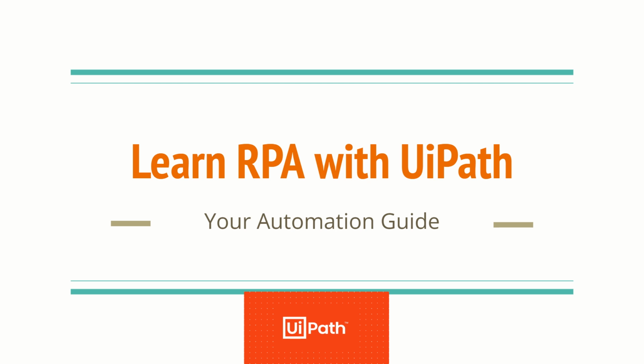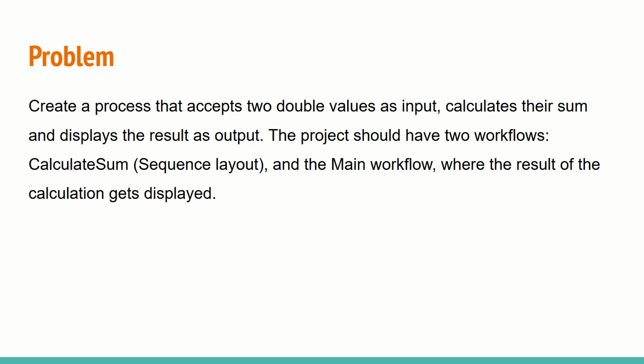In today's session, we are going to look at one of the interesting problems, that is to create a process that accepts two double values as input and calculates their sum and displays the result as the output. So one more condition is that in the project there must be two workflows.